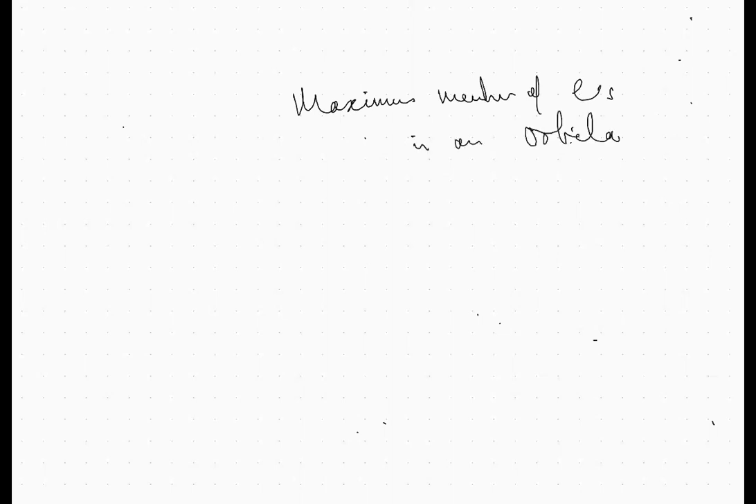If you know how to answer one type of question, you should be able to answer another similar question. And what is the maximum number of electrons in an orbital? So it's 2, right? 2 electrons in each orbital.